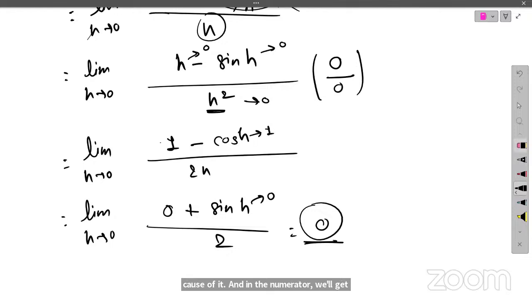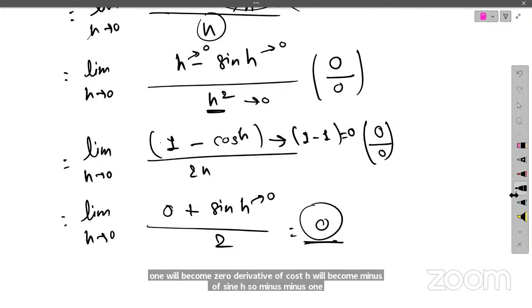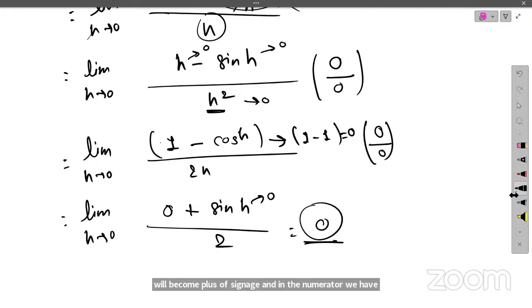But here also, if you observe, as h goes to 0, the whole term goes to 1 minus 1, because cos of 0 is 1. And 1 minus 1 is again 0. So here also we are getting 0 by 0 form, so we can again apply L'Hospital rule. The derivative of 1 will become 0. The derivative of cos h will become minus sin h, so minus of minus will become plus sin h. And in the denominator, we have 2h, so the derivative of 2h will become 2.